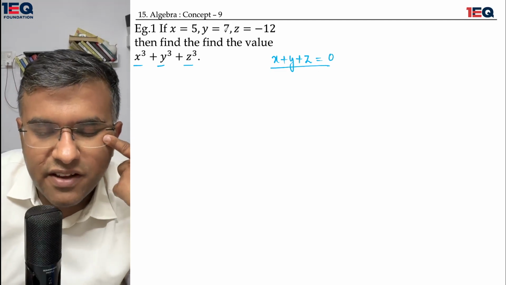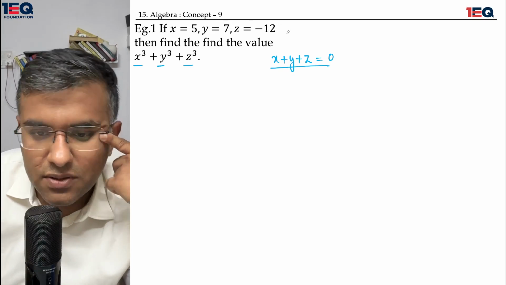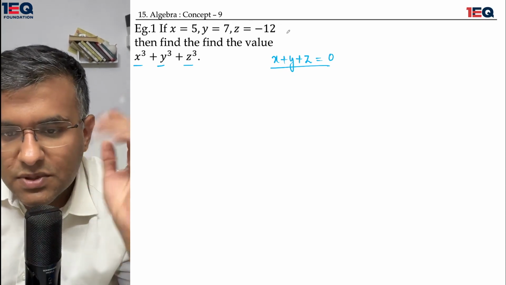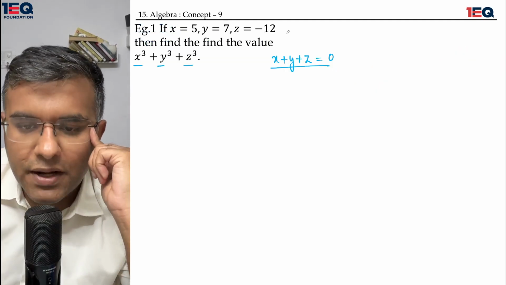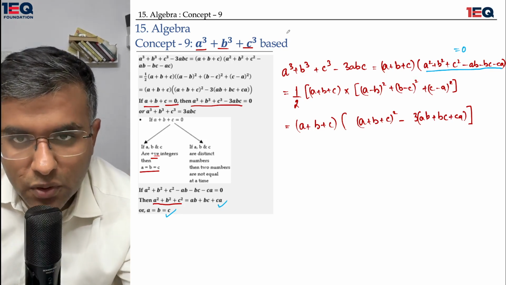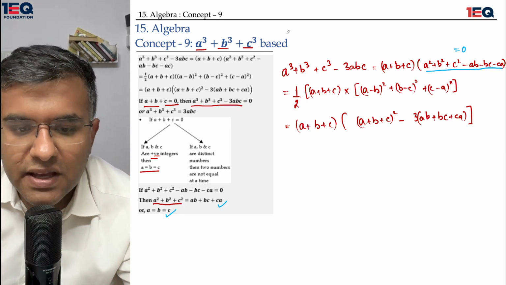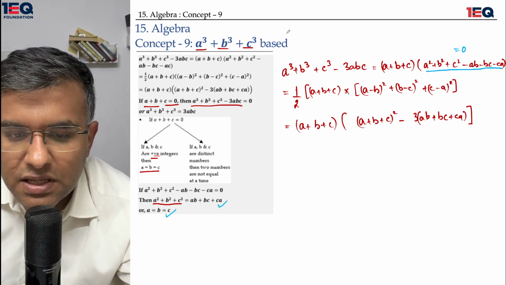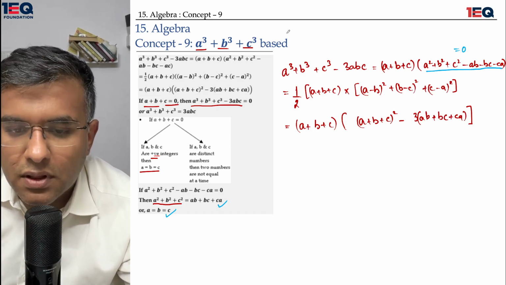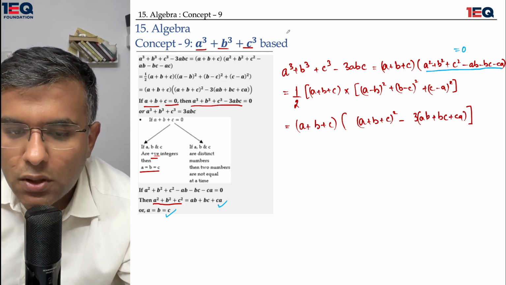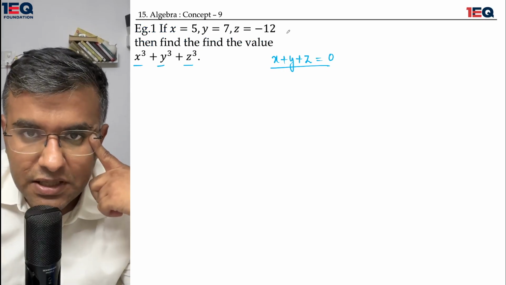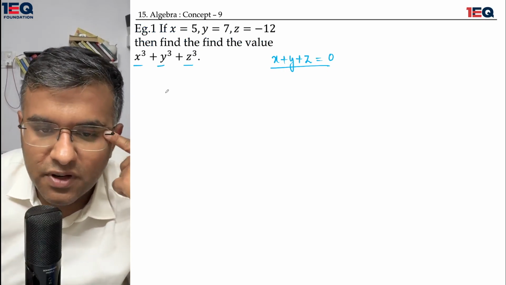At the face of it, 5 plus 7 is 12, and 12 minus 12 is equal to 0. So this comes out to be 0. But if you look at the formulas, they say that when a plus b plus c is equal to 0, then a cube plus b cube plus c cube is going to be equal to 3 times abc.